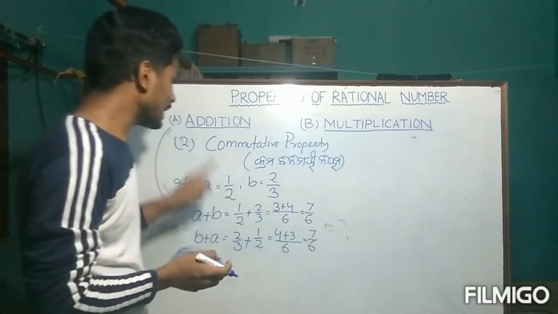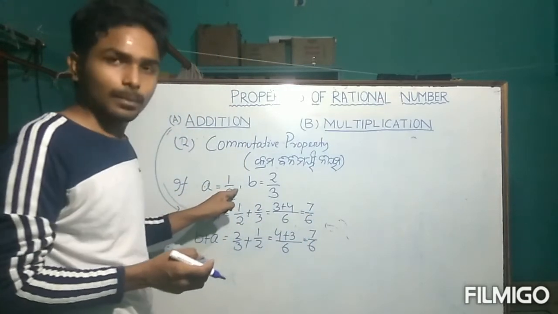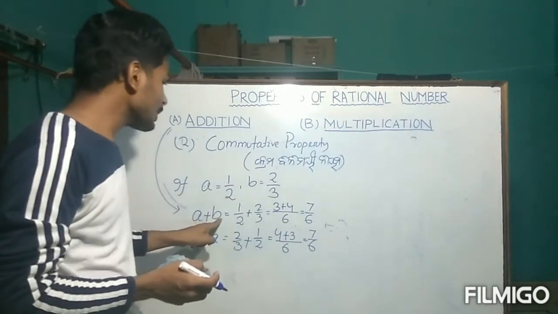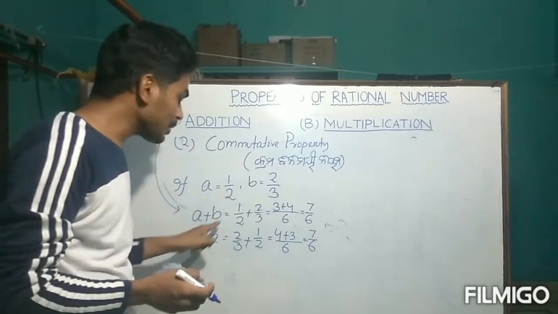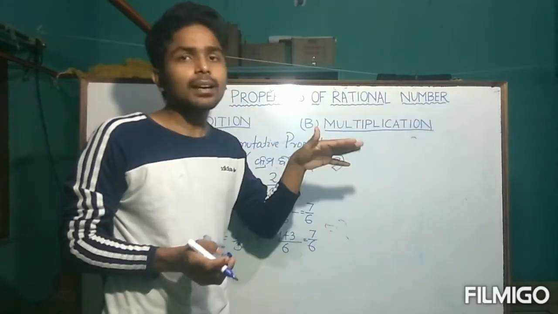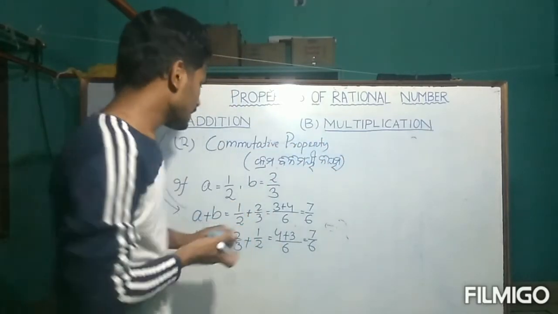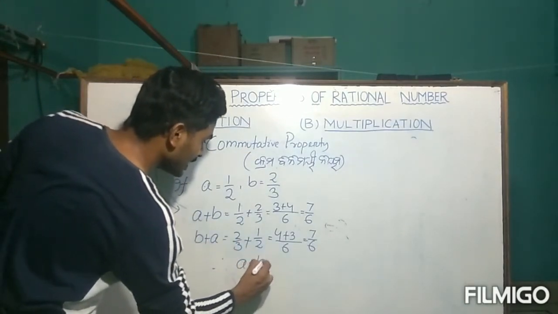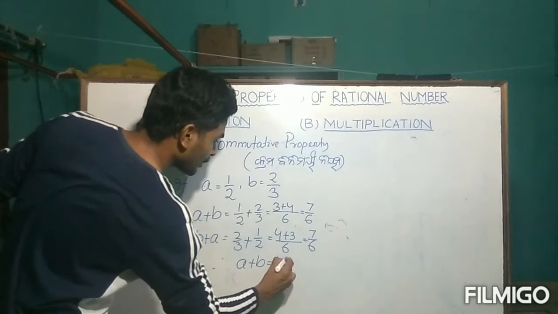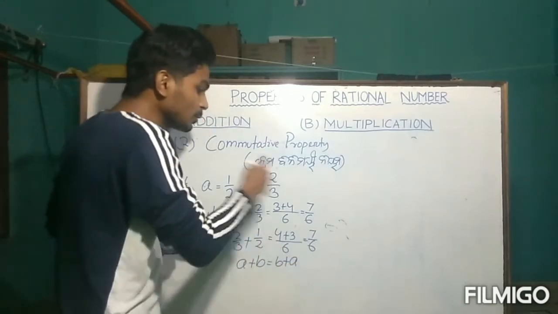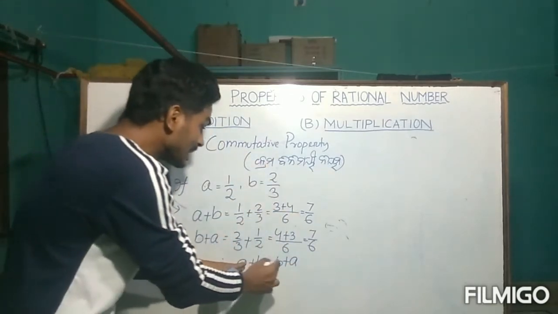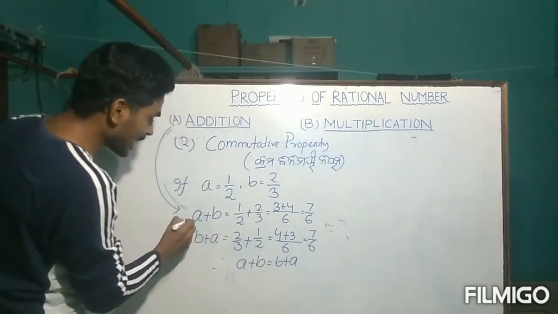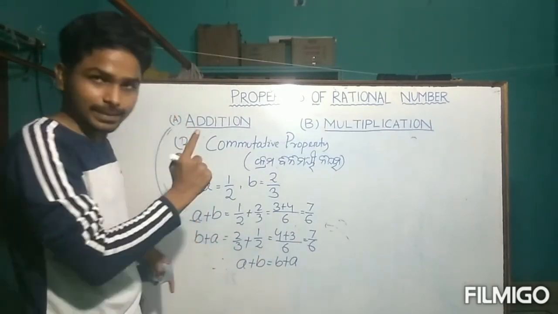So it says that if a is a rational number, b is a rational number, then a plus b value and b plus a value will be exactly the same. Okay, so we can say that a plus b is equal to b plus a. Here we do what? Here we only change the place of a and b. See, in the first case a is in the first place.